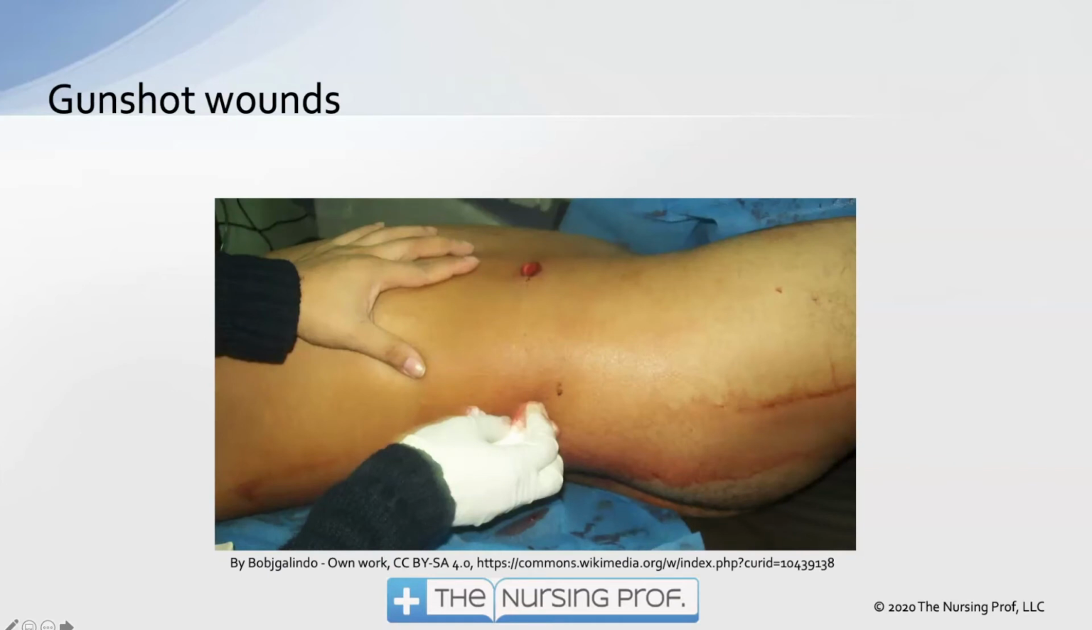Gunshot wounds, okay, so we can have other types of trauma other than just blunt trauma and hyperextension and hyperflexion injuries. We could also have penetrating trauma that's occurring to the vertebrae. And again, it depends on where it hits as to what kind of injuries we're going to see.